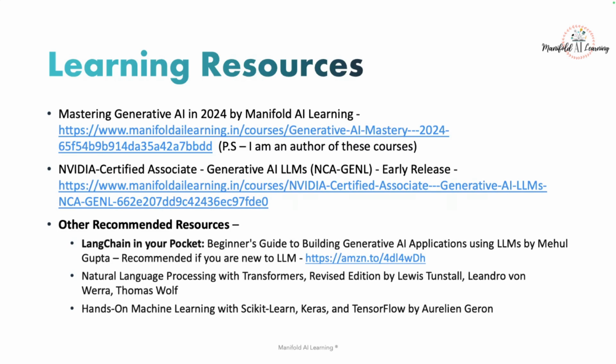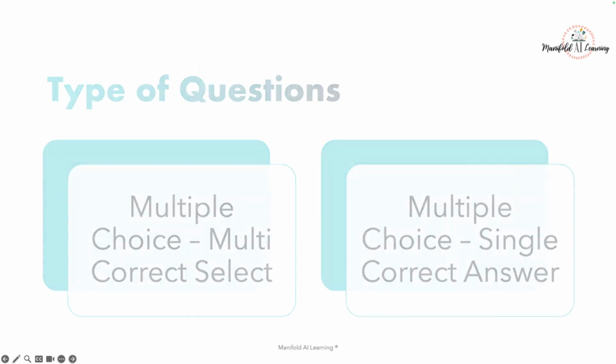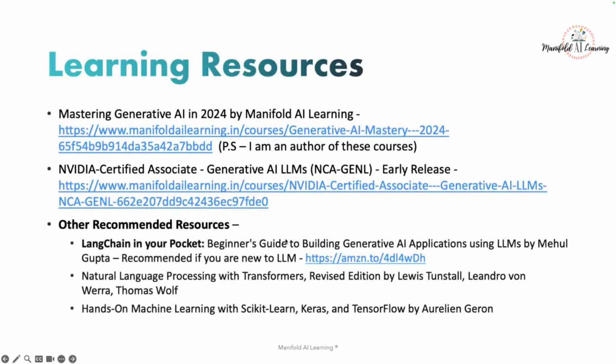And if you're someone who is very new to natural language processing and want to learn more, since transformers play a key role in large language models, the second book that I would recommend is Natural Language Processing with Transformers by the authors Lewis Tunstall, Leandro von Werra, and Thomas Wolf.